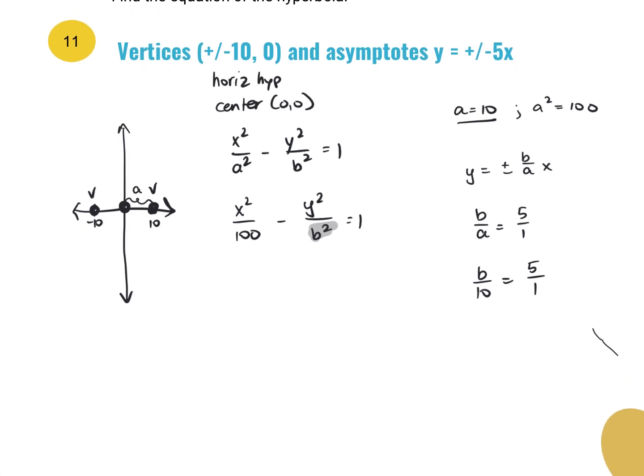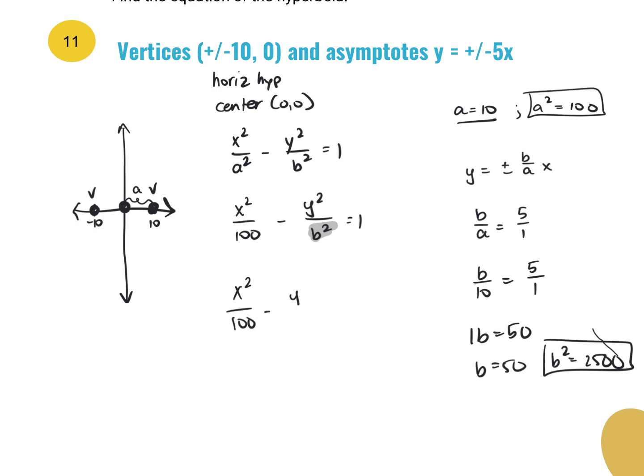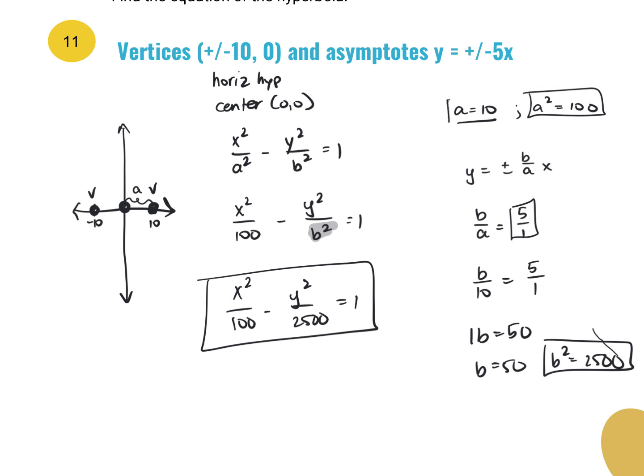Now I'm going to be able to use this ratio to identify my b value. So I'm going to get 1b equals 50. So b is 50, and b squared is going to be 2,500. Now I have everything I need for my equation: x squared over 100 minus y squared over 2,500 equals 1. Again, this 5, 1 was a simplified version of the actual b and the actual a. Thankfully, since we had this a, we were able to find the correct b value.